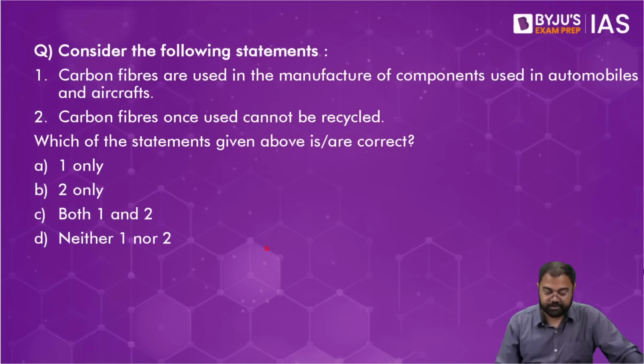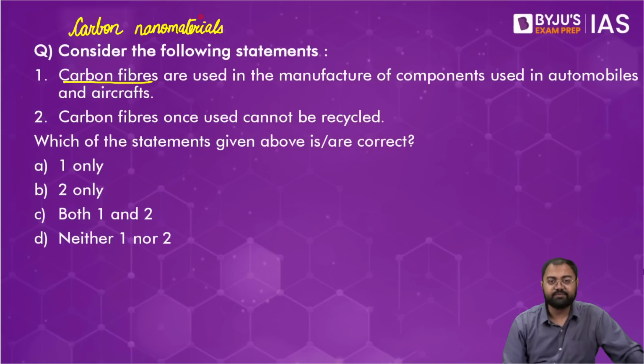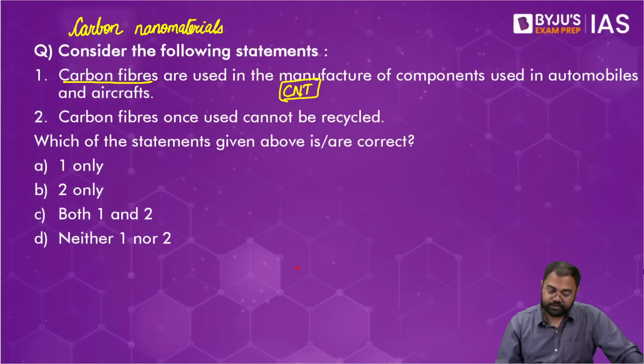Then the next question: consider the following statements. Carbon fibers are used in the manufacturing of components used in automobiles and aircrafts. Carbon fibers once used cannot be recycled. Now, when we talk about carbon fibers, we basically are talking about carbon materials or carbon nanomaterials. We discussed a lot of carbon nanomaterials, and a lot of them are used in the manufacturing of components used in automobiles and aircrafts. We discussed carbon nanotubes, right? And how carbon nanotubes can be used in all these cases. So that's there.